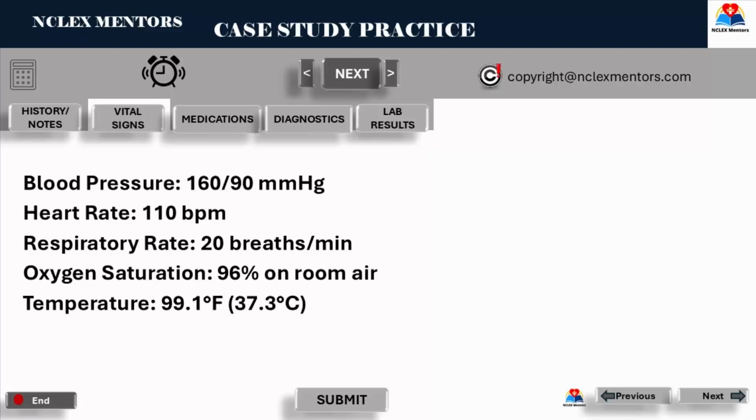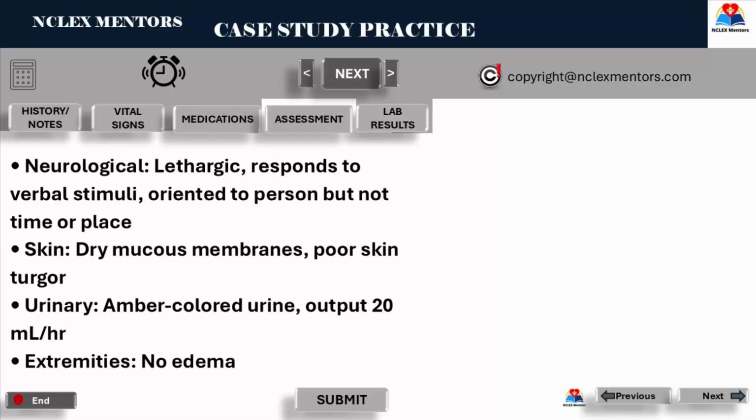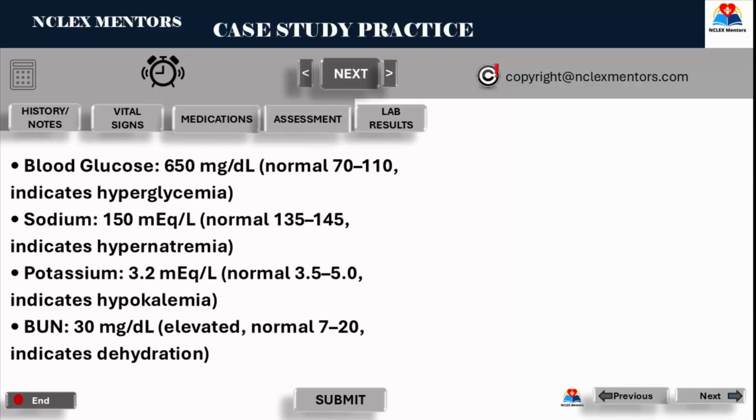Here's what you're seeing. Vital signs: his BP is up, HR is fast, temp is normal-ish. Assessment: he's dry, confused, barely peeing, 20 milliliters per hour, and he's got dry mucous membranes and poor skin turgor. Labs: big problems. Blood glucose 650 milligrams, sodium 150, potassium 3.2, BUN 30, also high. This patient is showing signs of severe hyperglycemia, likely HHS, a hyperglycemic hyperosmolar state, a true medical emergency.